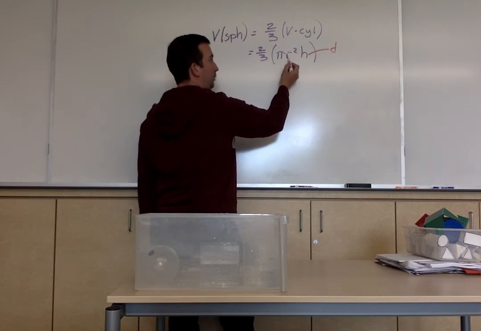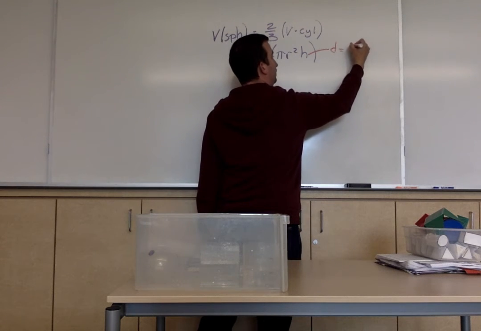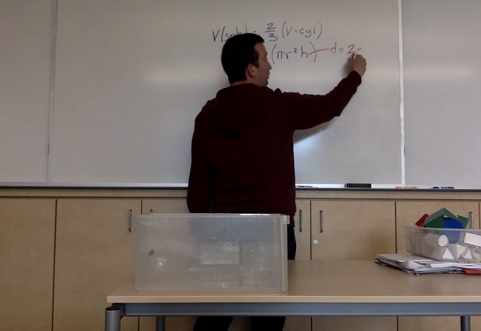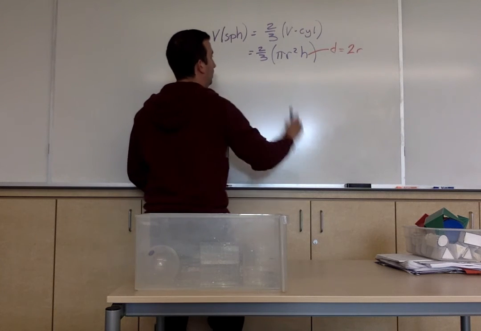We want to get the same units that we have here. So instead of diameter, I'll turn it into radius. The diameter is 2 times the radius. So the height of the cylinder is equal to 2 times the radius of the cylinder. They are the same thing. So now I can keep going.